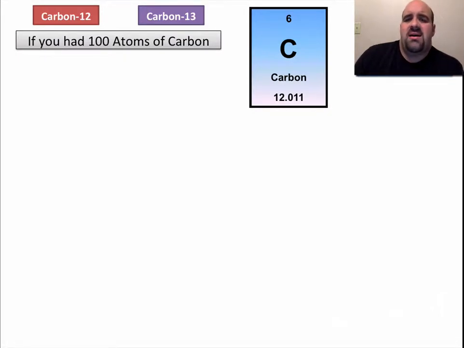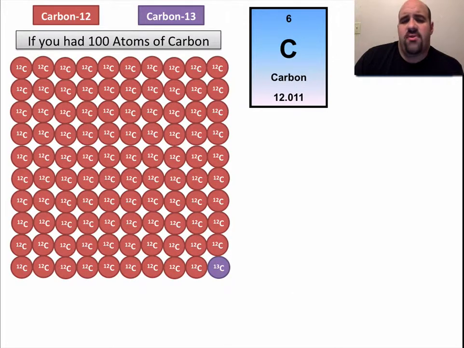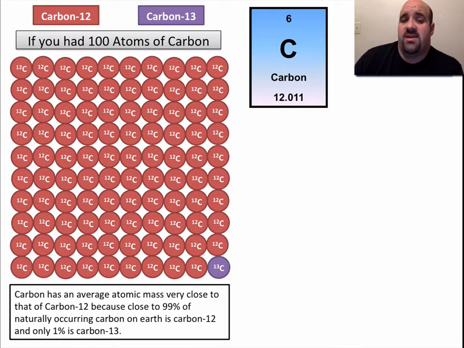So we have carbon here, and there's two stable isotopes of carbon, carbon-12 and carbon-13. Now, if we had 100 atoms of carbon, around 99 of them would be carbon-12, because carbon-12 makes up 99% of all the carbon we find on Earth, and carbon-13 makes up only 1%. So how would we calculate the average atomic mass? Well, since 99% of all the carbon is carbon-12, the average atomic mass is going to be really, really close to 12, not close to 13. It's going to be much closer to carbon-12.